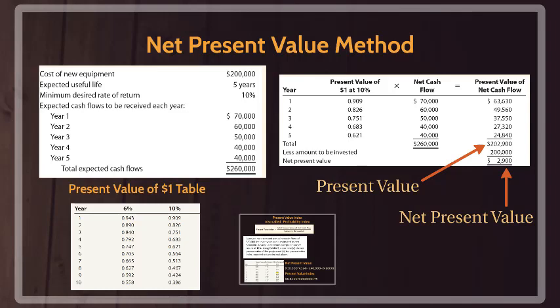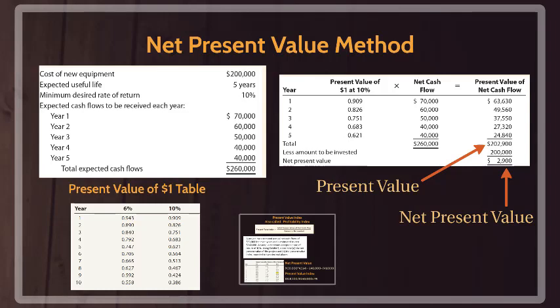Then what we're going to do is take that cash flow and multiply it by our present value of $1 at 10% for each of those years related to that cash flow. For example, you can see our present value table of $1 below, and at 10% for 1 year, our present value factor is 0.909. Therefore, in year 1, we would take that cash flow and multiply it by 0.909 to figure out what our present value of the cash flow is.